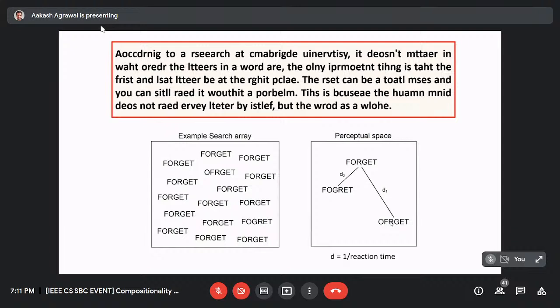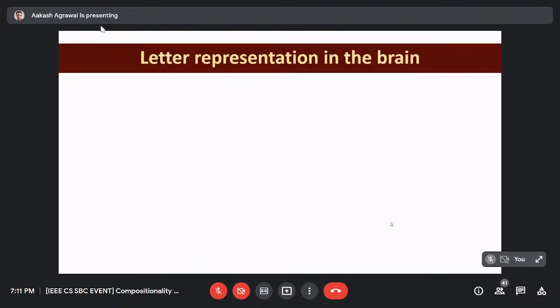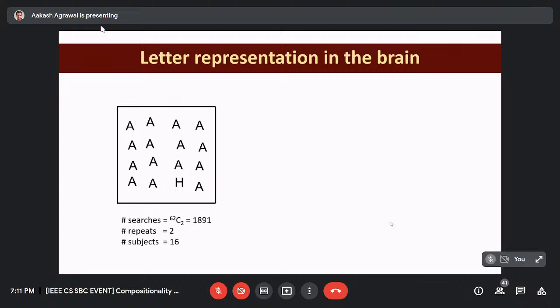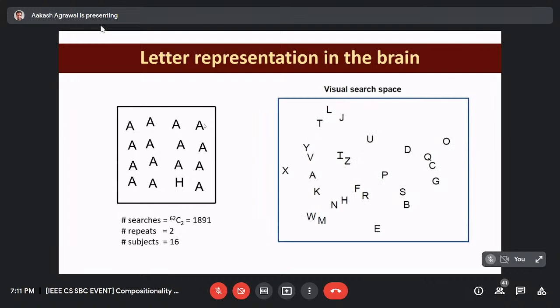But this is only an illustration, and we wanted to understand whether this generalizes for any letter combinations, or whether we can build a model of it. To do that, we first want to understand the letter representations in the brain. So we again do a visual search task, and this is what a person sees on a screen. This is one oddball, surrounded by distractors, and the task is to find the oddball. We did all possible search combinations, and we created this visual search space for letters. You could see that letters which are close by are perceived to be similar, and letters which are far apart are very dissimilar in perception.